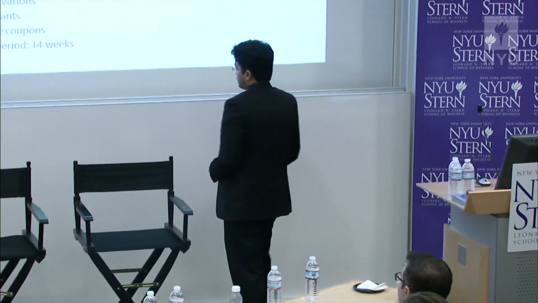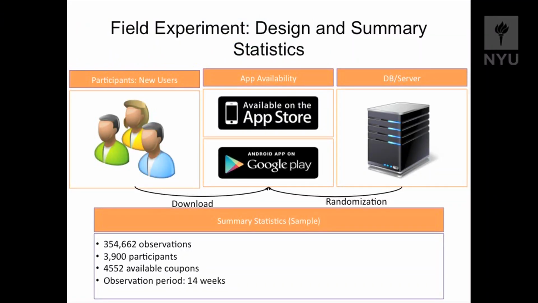Okay? So summary stats were the following. We had about 4,000 participants across these cities, and we had about 4,500 different coupons from all the retailers, and these included very small mom and pop stores to reasonably medium-sized establishments as well. And the observation period was about 14 weeks. And so we got slightly over 354,000 observations across these.